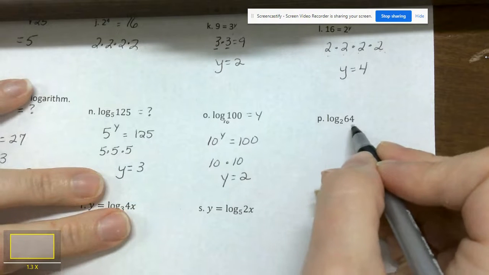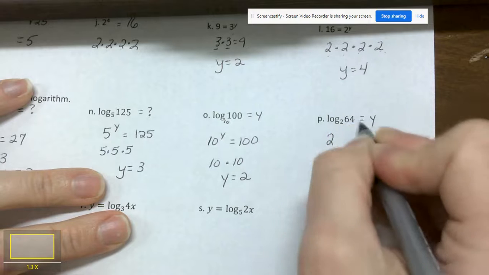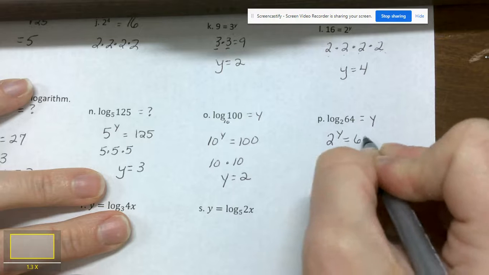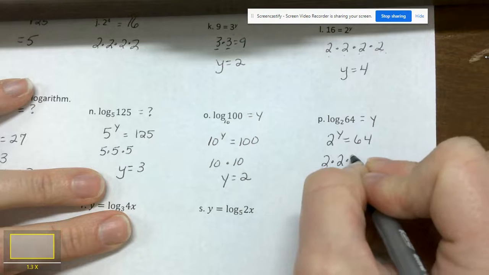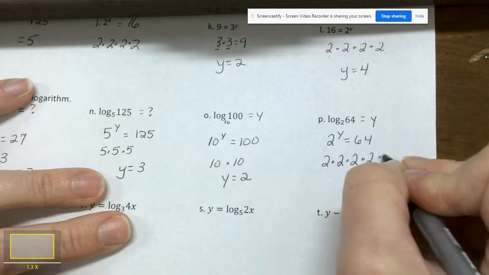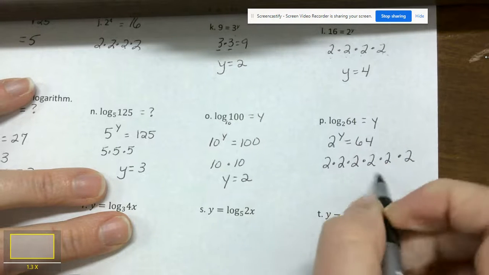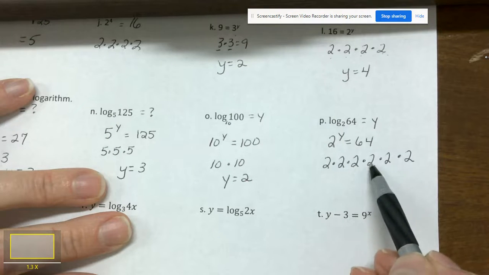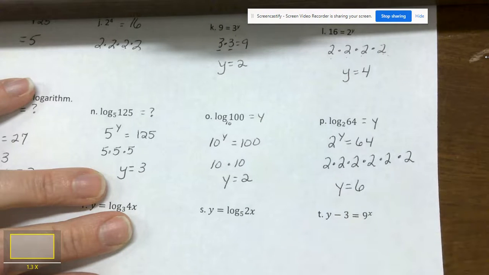Okay, we have log base 2 of 64. So that means 2 raised to the y power, because that's what we're looking for, has to equal 64. All right, let's see what we get. 2 times 2 is 4, times 2 is 8, times 2 is 16, times 2 is 32, times 2 is 64. So how many times did I write the number 2? 1, 2, 3, 4, 5, 6 times. So that means my y here is equal to 6.